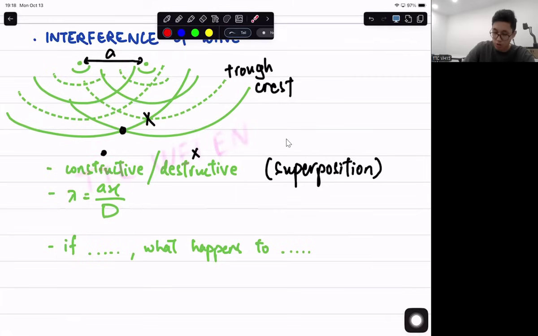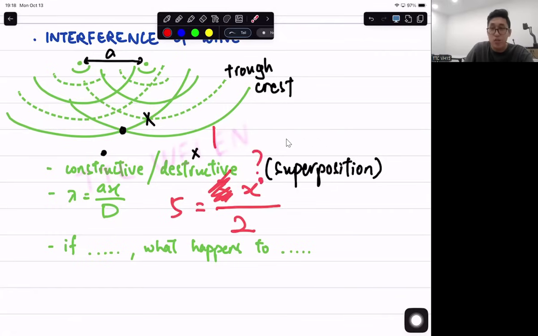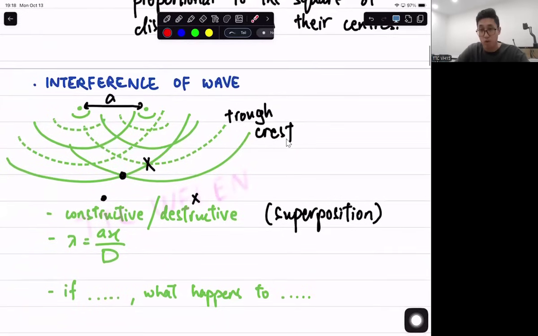Let's say just now you did your calculation, 5 equals 3x over 2. They ask, what happens if I reduce the distance between my source? I want you to change this to another number. Let's say I reduce it, I change it to 1. And I just want you to calculate a new x only. Then you will know, oh, my x will increase. Okay? So that's how you answer this kind of question.